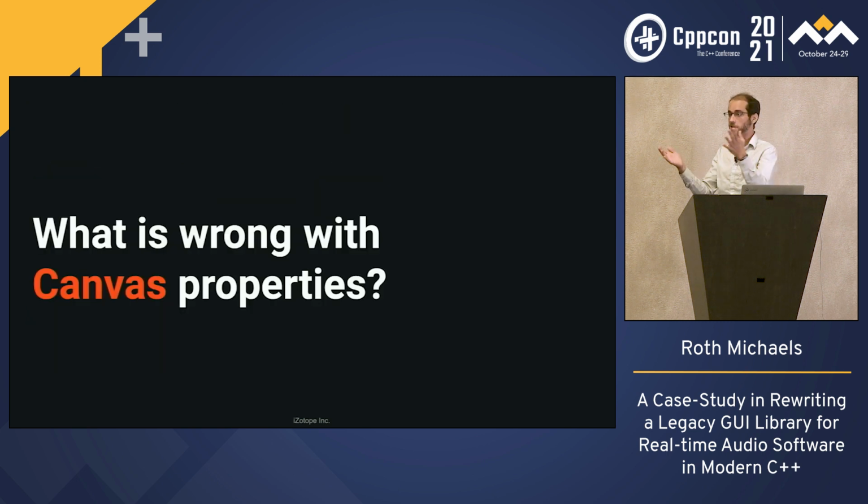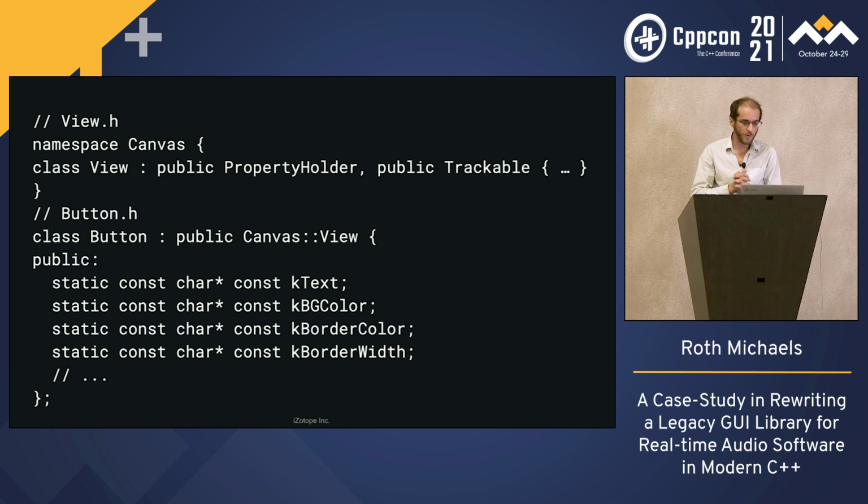So these Canvas properties, Canvas, our old library, what was wrong with its property system? I'll show you an example of what it might look like in a button, and we'll talk through some of the things that were not ideal about it. First of all, you'll see that we have two classes here. One's abbreviated. We have our button, which inherits from canvas view. I'm changing some names from what they are actually in the library, so it's less confusing for you because things were named strangely. And a canvas view is two things.